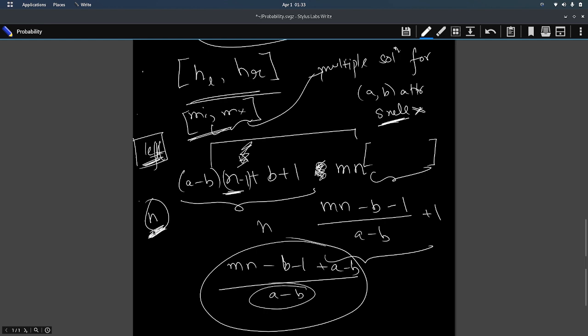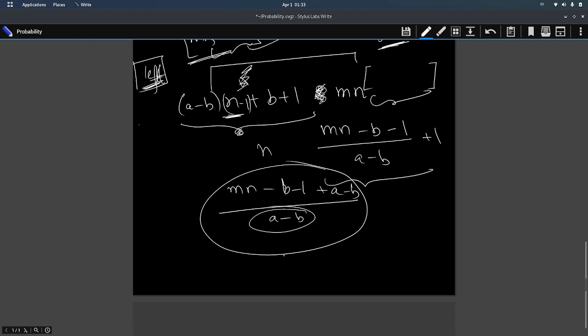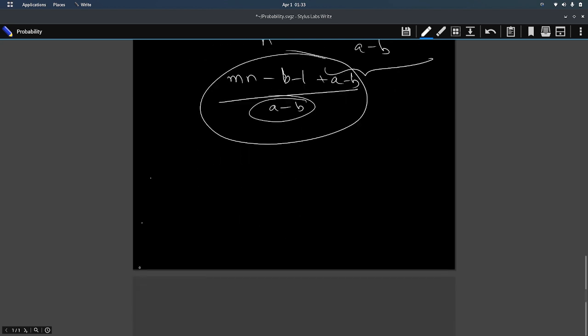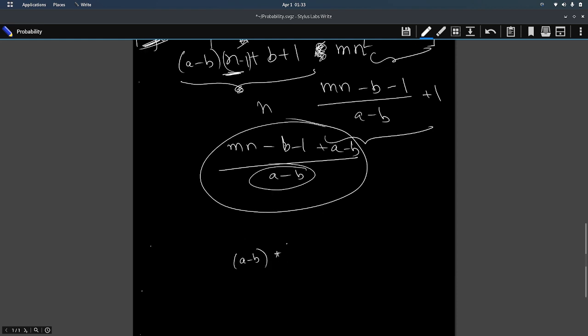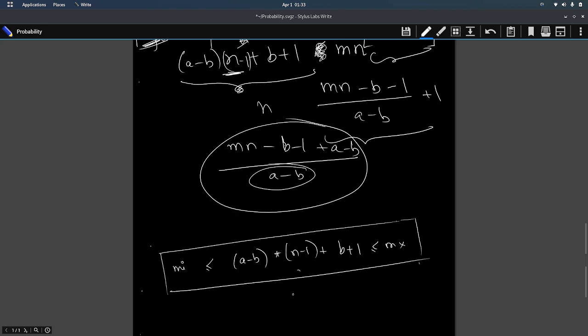Basically that is what our main purpose is, right? If there is a single n or not. And how we can write it is simple: a minus b into n minus 1 plus b plus 1 should be less than or equal to mx, greater than or equal to mi. Hence we can find out the n in this, and we'll get a left and right.